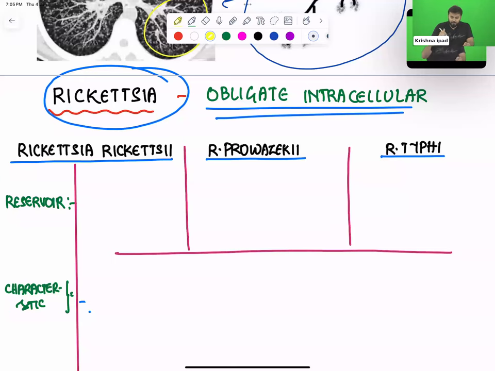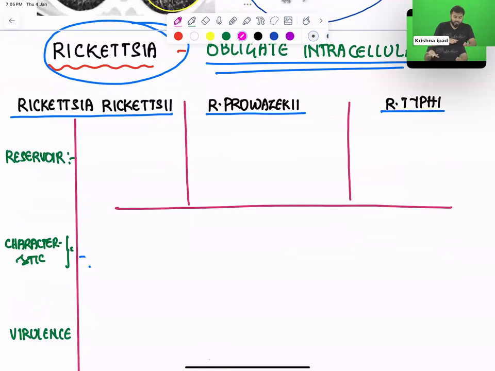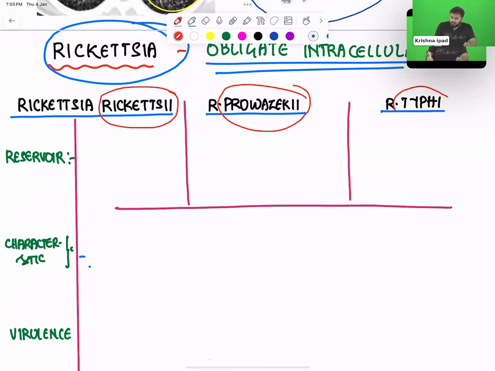There are three different types of rickettsia. Very, very confusing. It is better to study in a single table. One is called as rickettsia rickettsii, rickettsia prowazekii, rickettsia typhi. There are three important rickettsia. Okay. Three important forms of rickettsia.